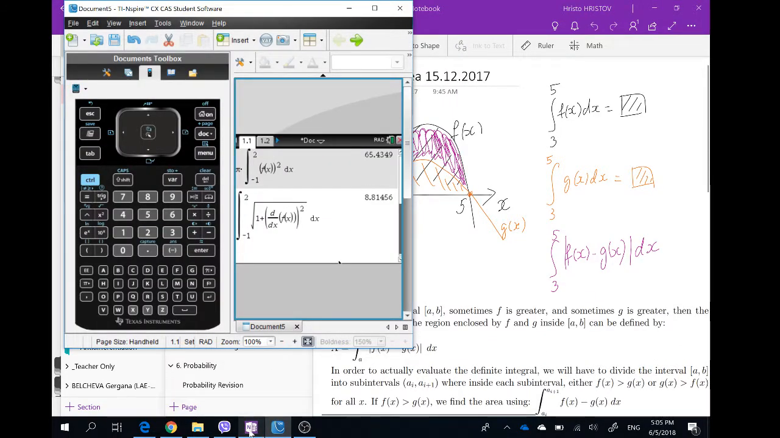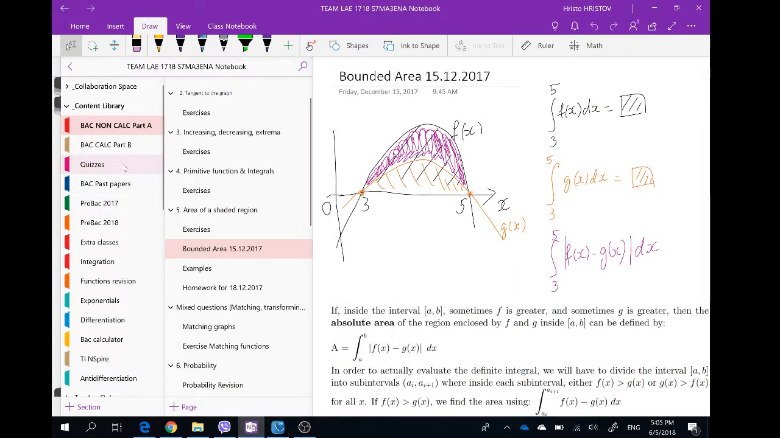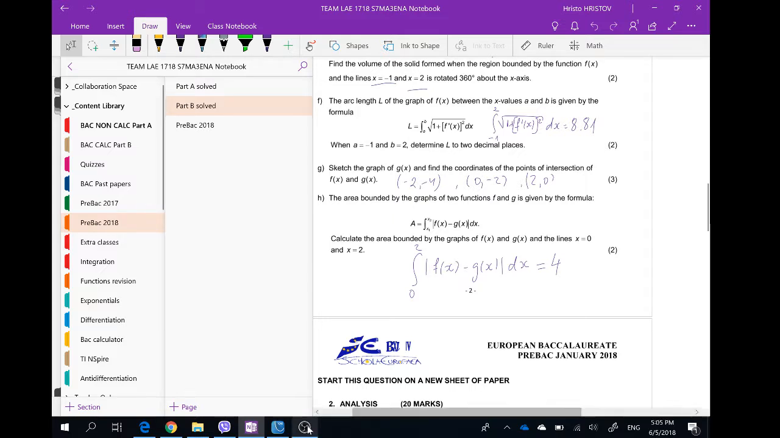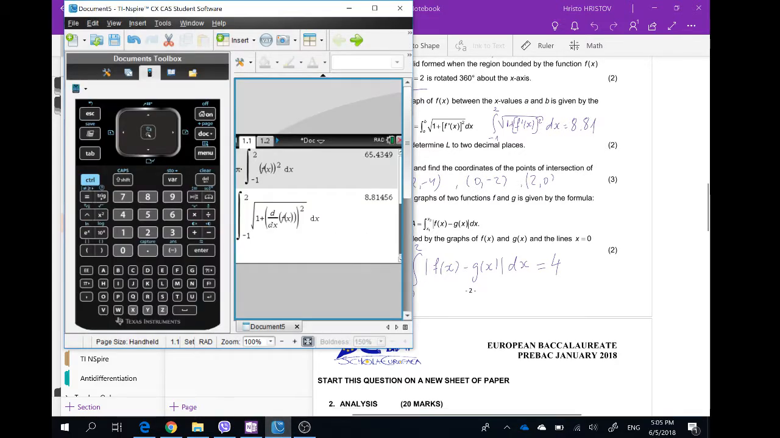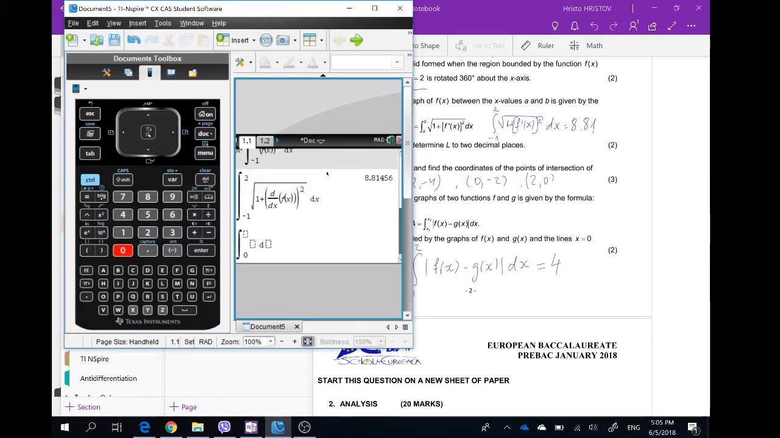And then, what was the question? Oh, pre-back 2018. So from 0 to 2, menu, calculus, integral from 0 to 2, absolute value is abs function, f of x minus g of x, dx, and it's 4.